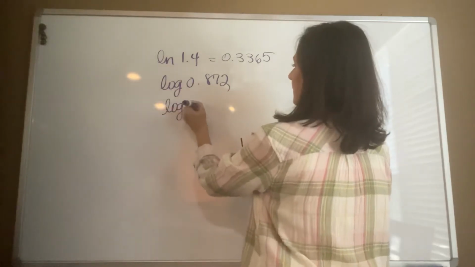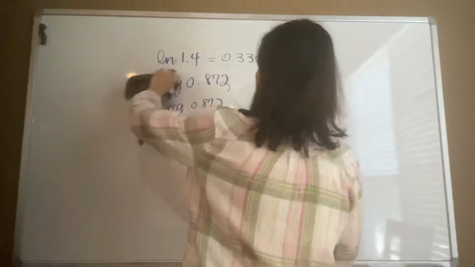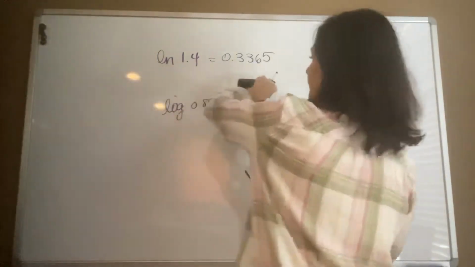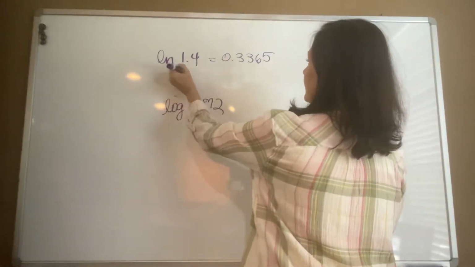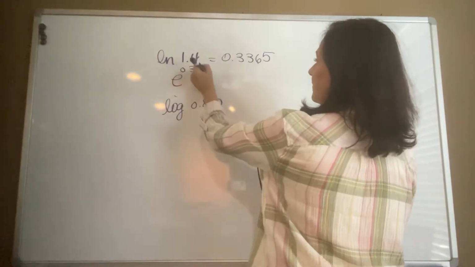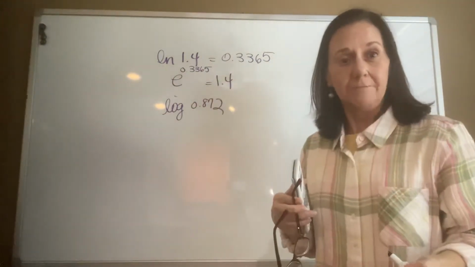In exponential form, this natural log could be written as e raised to the 0.3365 equals 1.4. Okay?